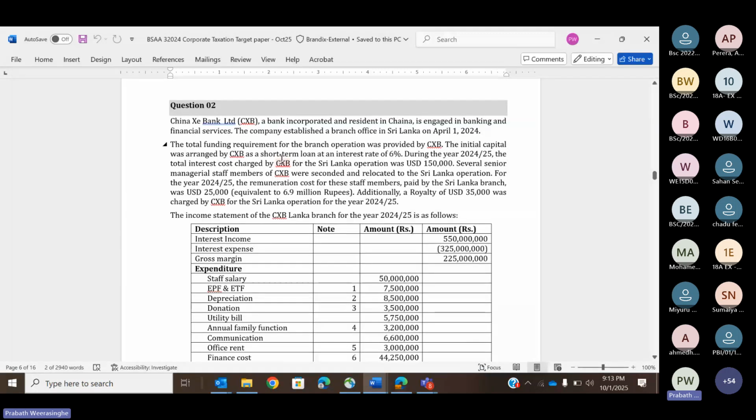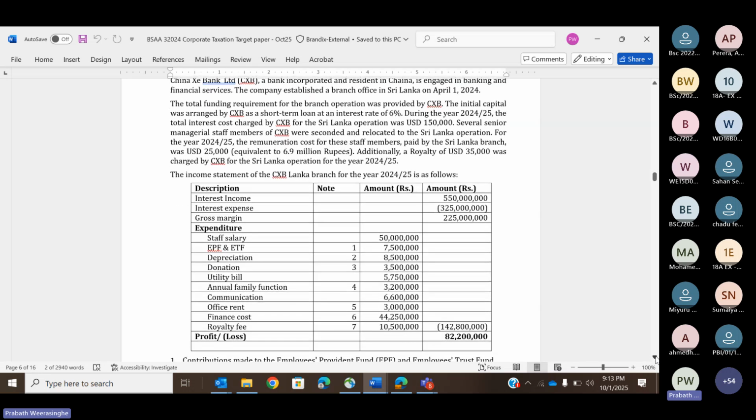Remember, in this case, it is a bank incorporated and resident in China. So definitely it is a non-resident person. And in case of the bank, the important point is that interest cost charged by the head office we can deduct. But remember, in other businesses, it is not deductible under the China Sri Lanka DTA. You have to read the DTA with the relevant country, right? An article is provided for your examination purpose. You can read from there and just apply.